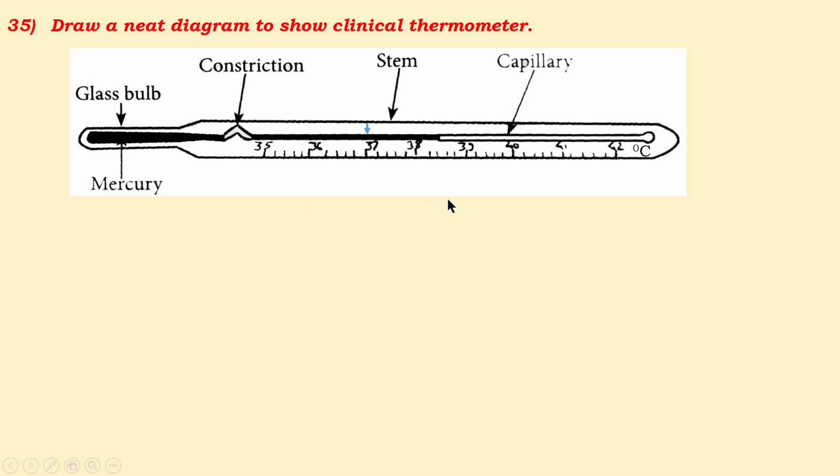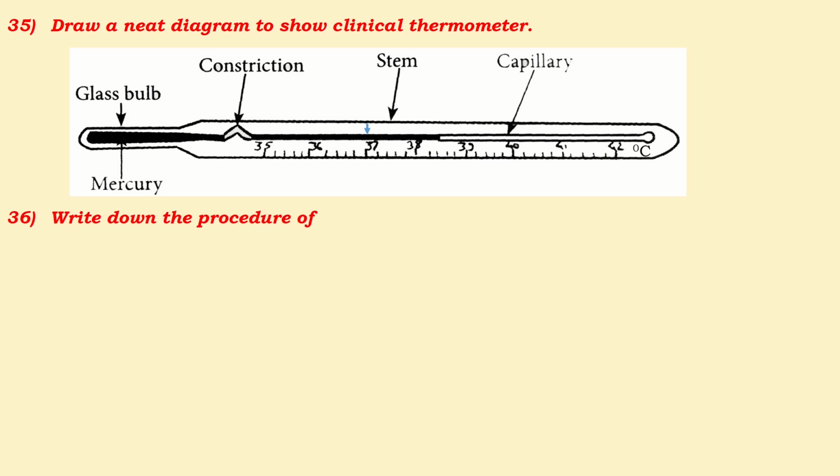It is calibrated from 35 degrees Celsius to 42 degrees Celsius, or in the Fahrenheit scale, from 94 degrees Fahrenheit to 108 degrees Fahrenheit. And there is an arrow mark at the normal human body temperature. Look, this arrow mark is at 37 degrees Celsius, and in the Fahrenheit scale it is 98.6 degrees Fahrenheit. These are the basic three differences between this clinical thermometer and the general thermometer. Okay, but differences are not asked in this question, just the diagram.